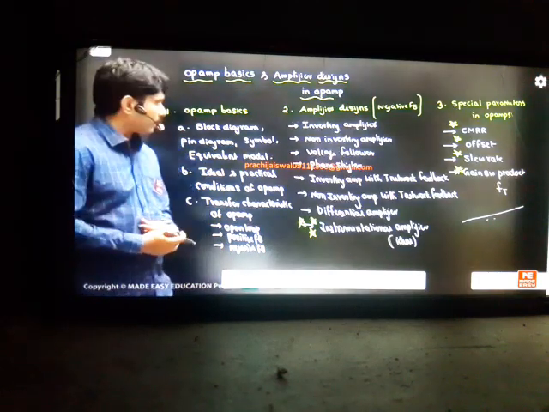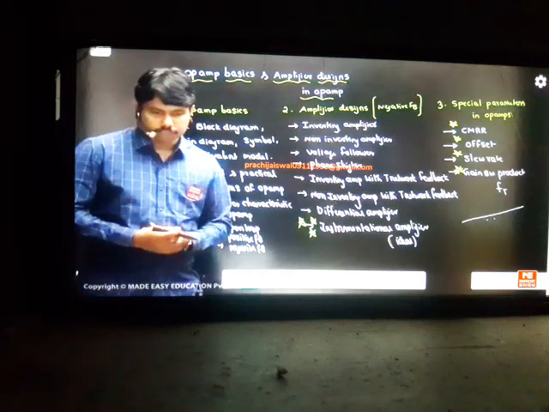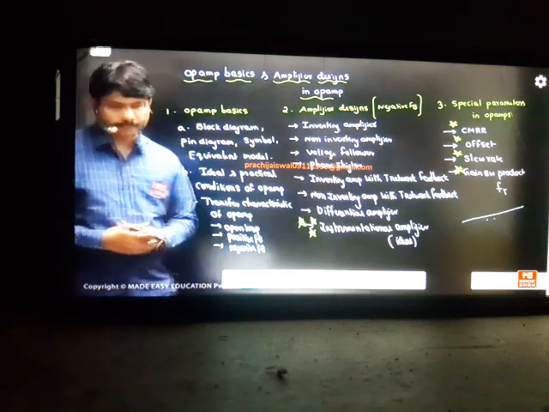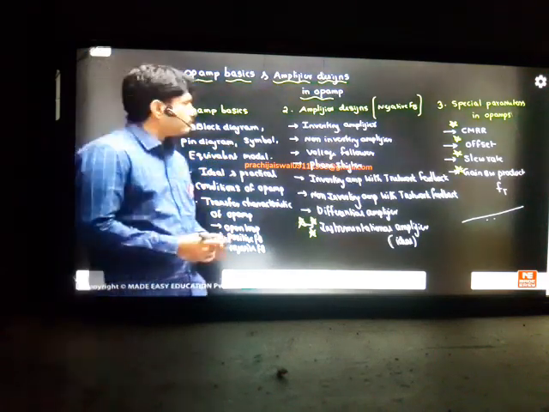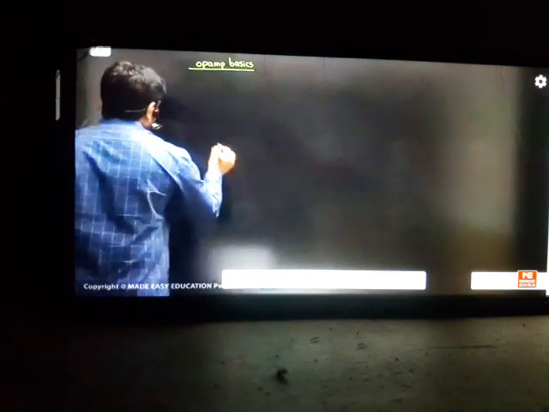So let us start with the topic name, op-amp basics. How about completion? Prashant, Samresh. Great. So keep the heading. First topic: op-amp basics. In this, all the sub-modules I'm covering in this one single slide. The first module is topic 1. So topic 1 is your block diagram.